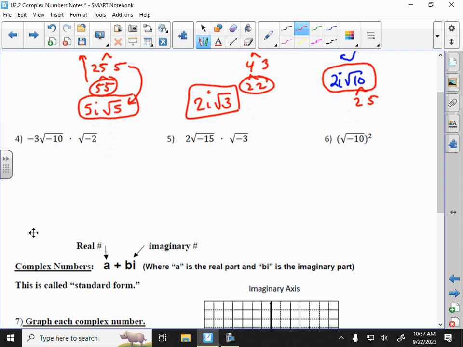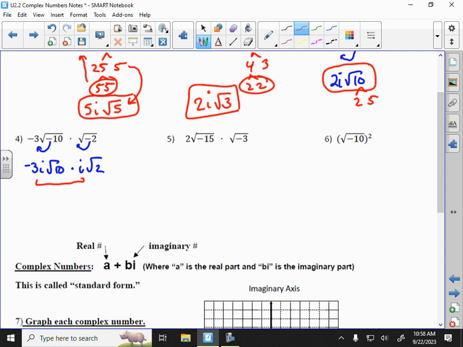Okay, multiplication. Again, your first step has to be to pull the negatives out. So this negative comes out, and this negative will come out. So negative 3i root positive 10 times i root positive 2. Now we can multiply outside with outside and inside with inside.